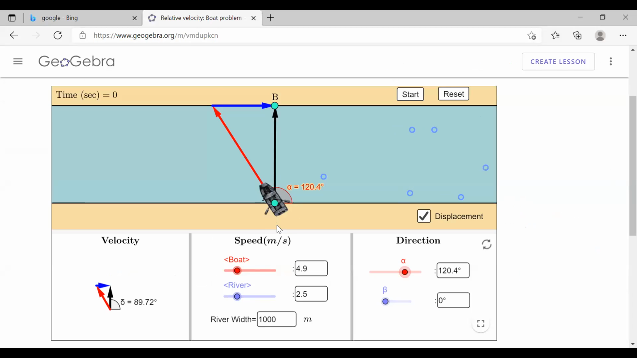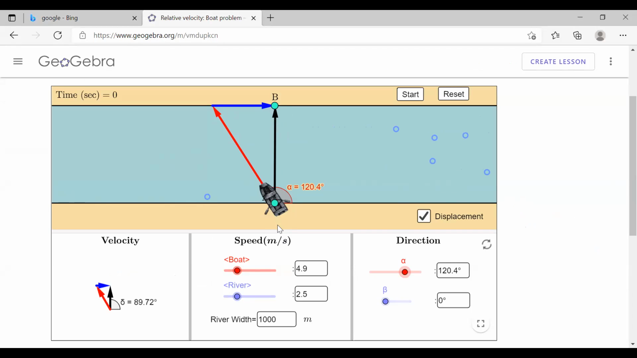This is called two dimension, okay? Where the river is flowing in this direction, correct? And the river is flowing to the right side, which is given by this blue color arrow. And this red color arrow is the direction in which you are aiming. You want to reach this point, so you are aiming like this. You are making the boat move in this direction, but finally you are moving in this direction, okay?